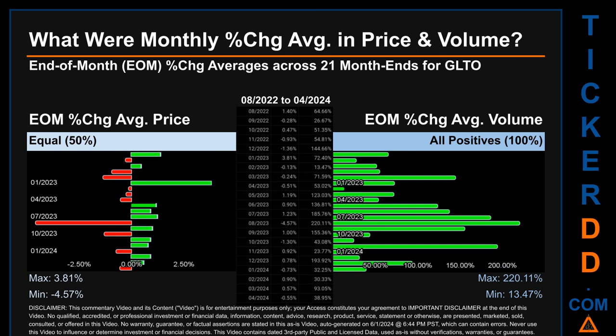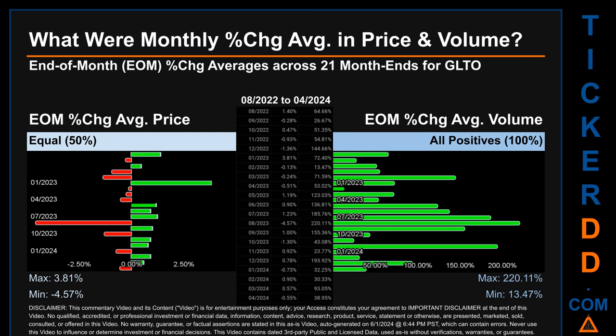From 08-2022 to 04-2024, there was an equal split of monthly percentage change in price across 21 month ends. In terms of volume, 22 out of 21 month ends had a positive percentage change. That is 100% of month ends saw a positive percentage change in average volume.